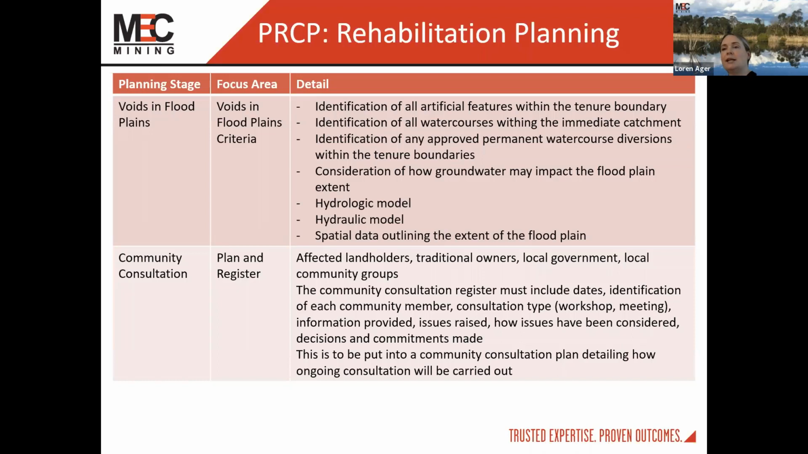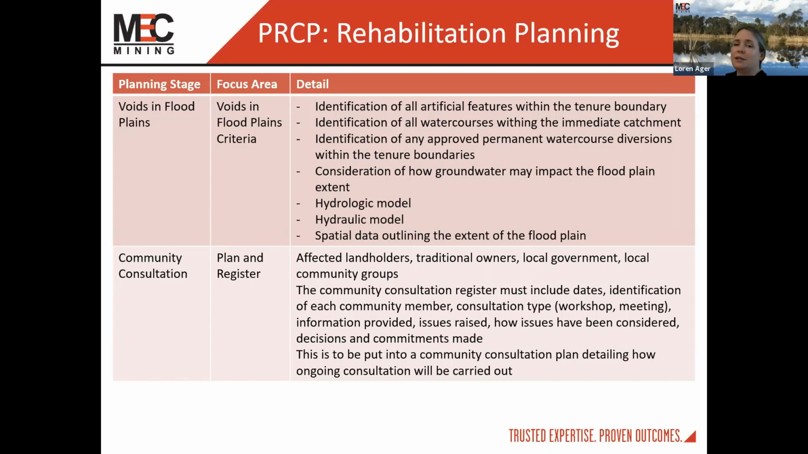So community consultation is also something that we have sort of addressed previously, but we'll talk about it a little bit more in detail here. Under this requirement, you need to have a plan and a register. People that you should be talking to are affected landholders, traditional owners, local government, local community groups, and any other groups that potentially are impacted by the mining of the resource.